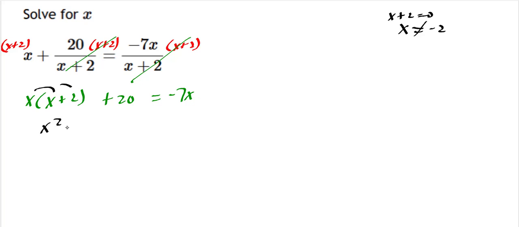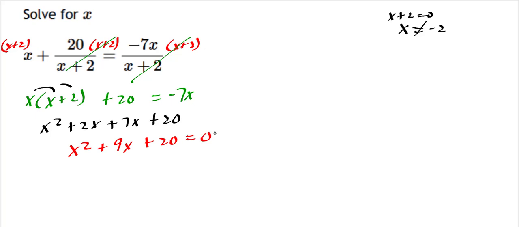Let's go ahead and distribute that. X squared plus 2x. Well, let's see. We can go ahead and combine like terms right there. That's x squared plus 9x plus 20, right? Equals 0.